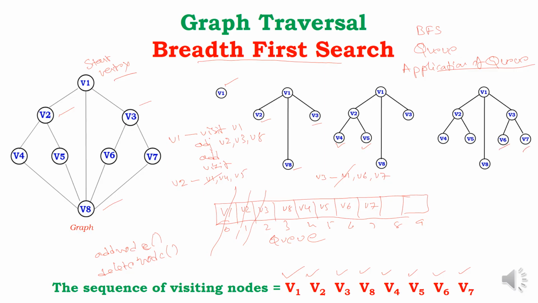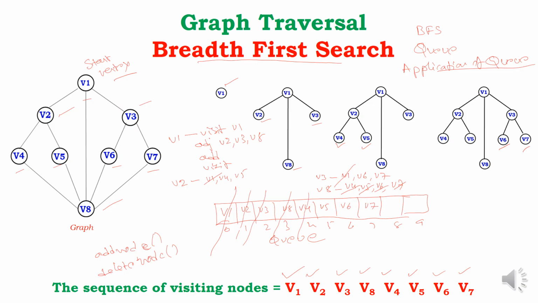Then if the queue is not empty, yes, the queue is not empty. Delete one more node, V8. V8 is deleted from the queue. Find adjacent vertices: V4, V5, V1, V6, V7. Are they visited? Yes, they are already visited. So they are not unvisited vertices.